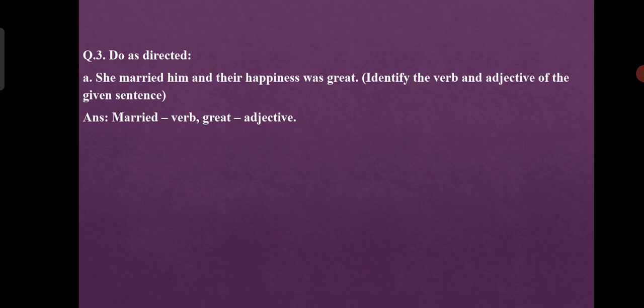Next is do as directed. She married him and their happiness was great. Identify the verb and adjective of the given sentence. So married is a verb, great is an adjective.